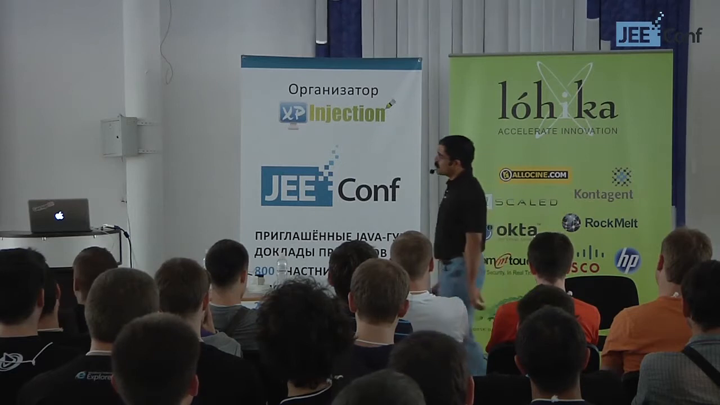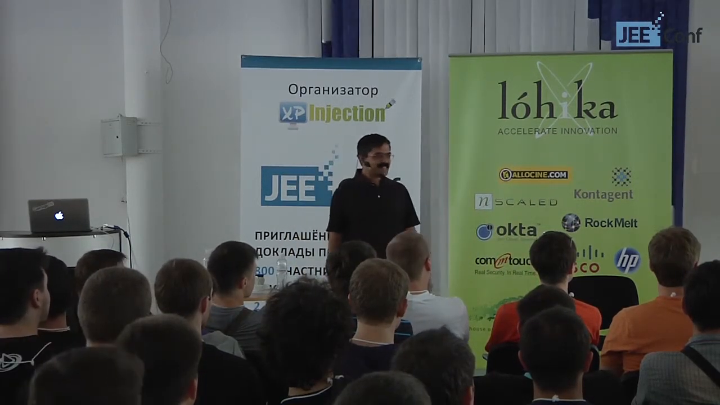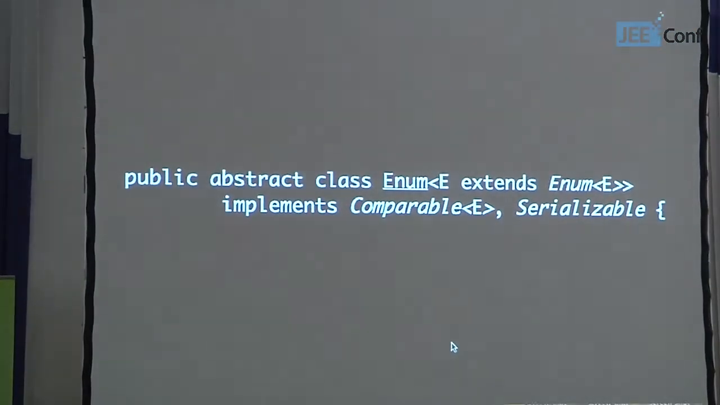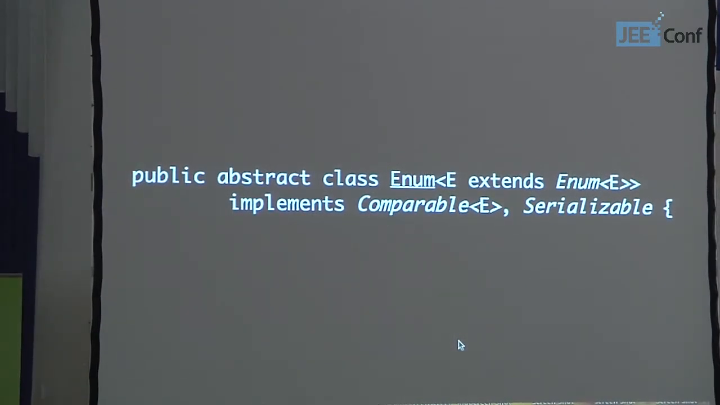For example, what about this code? Public abstract class Enum<E extends Enum<E>>. Oh, that noise you just heard? That's your brain throwing an exception. This is Enum in Java, by the way. Who understands this code?